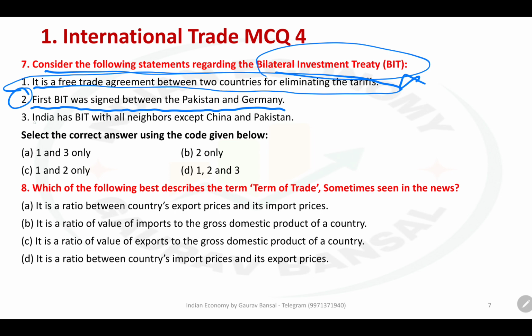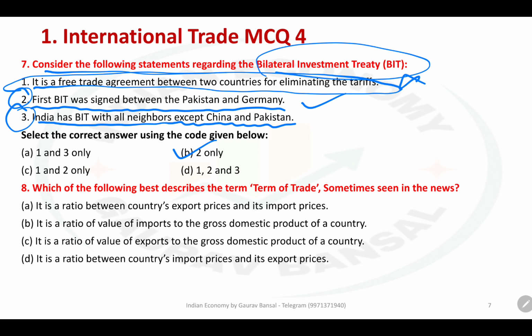Third, India has BIT with all neighbors except China and Pakistan. This is incorrect. For example, India does not have a BIT with Myanmar. So likewise, it is not there with all the neighbors except China and Pakistan. What is BIT? That we will treat each other's investors in each other's territory, and for that we will create a favorable environment. We will create some exceptions. So we sign an agreement. So we will facilitate investments from each other's territory. So in this case, the answer is 2 only, B.